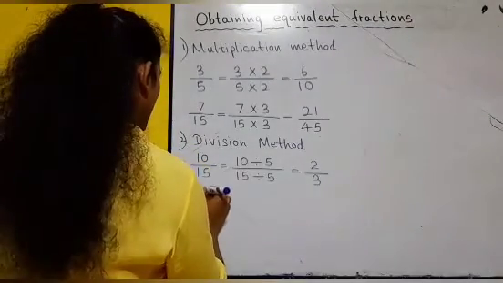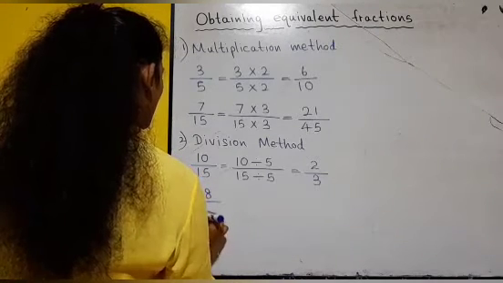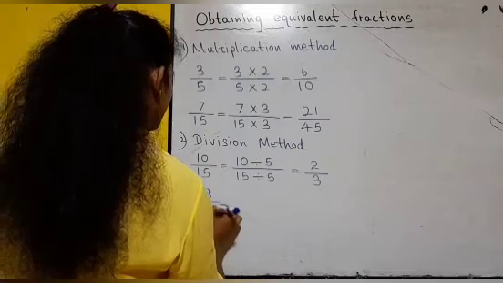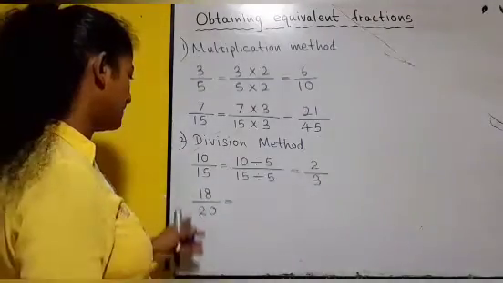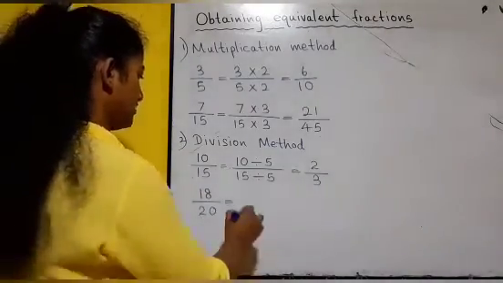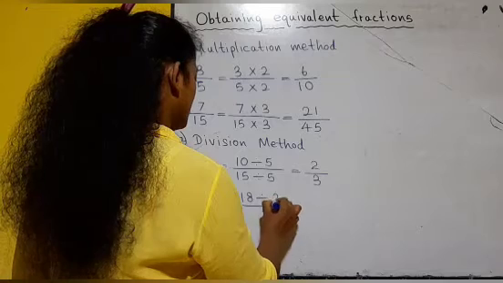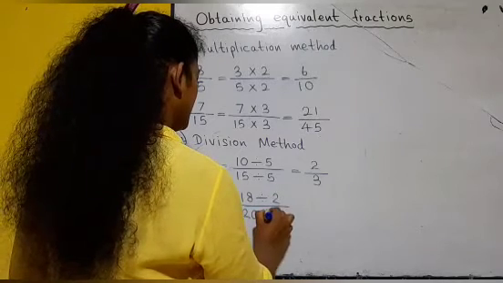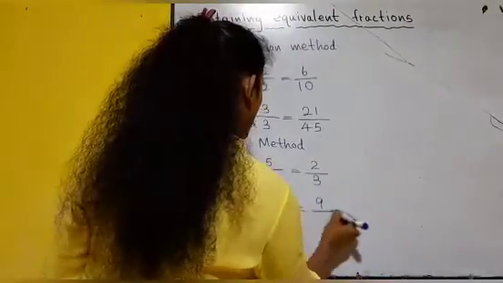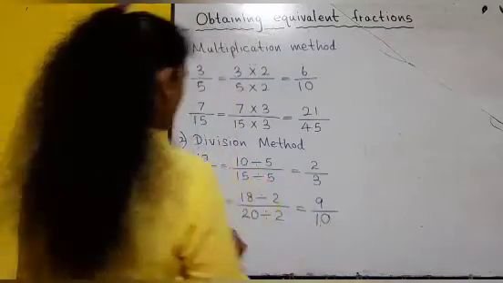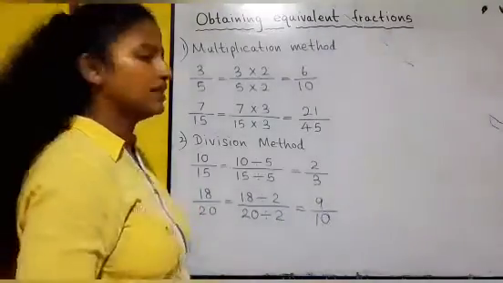Then we will take another one. 18 over 20. I can divide both numerator and denominator by 2. 18 divided by 2, 20 divided by 2. 18 divided by 2 is 9. 20 divided by 2 is 10. So the fraction 18 over 20 is equivalent to the fraction 9 over 10.